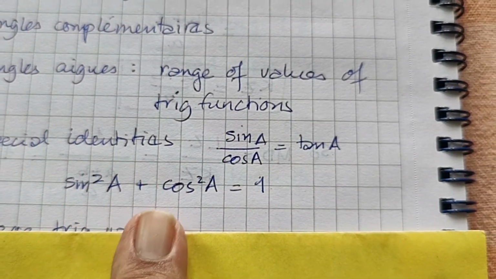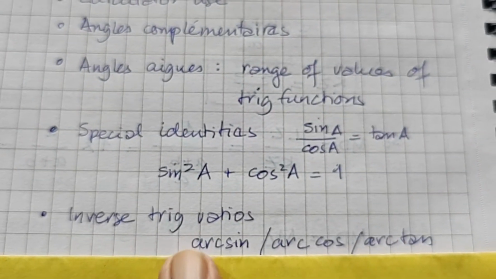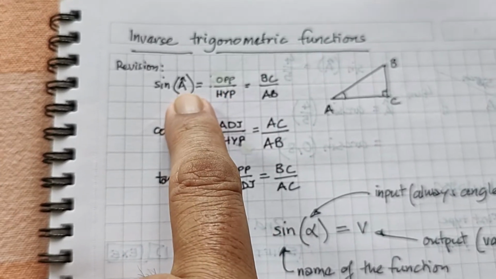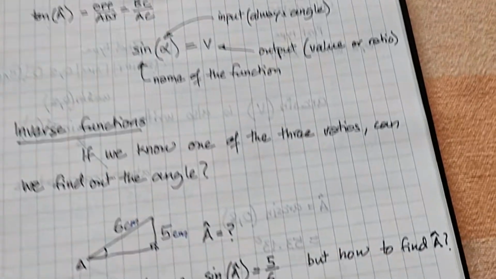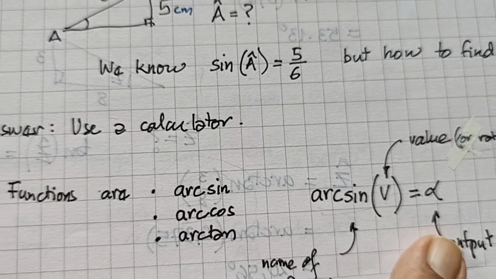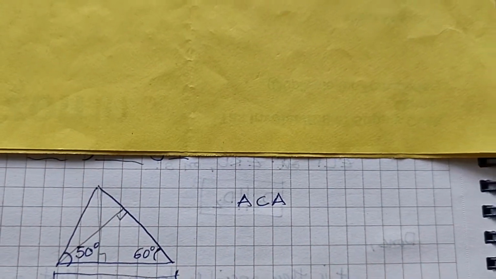This is similar. Then we also looked at inverse trigonometry ratios, arc sine, arc cos, arc tan, which is what we learned here. Sine of A is equal to that, and that led us to these values. Arc sine of V is equal to, it's an angle. So knowing the ratio, can we find out the angle? Again, we use a calculator to do that. And now we come to solving triangles. We use trigonometry to solve triangles.